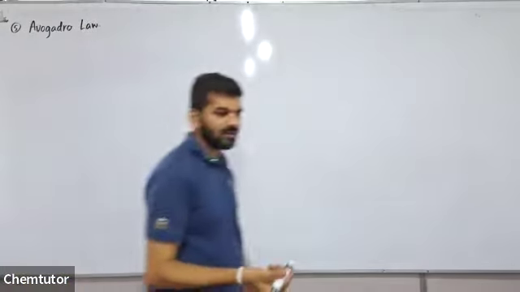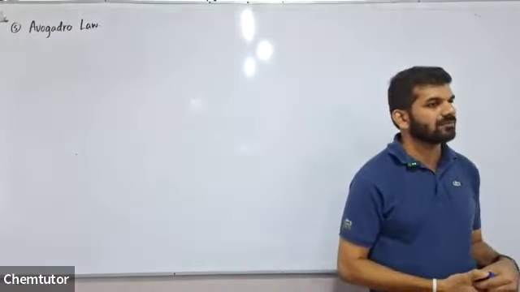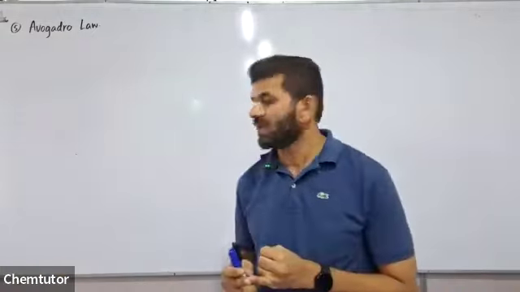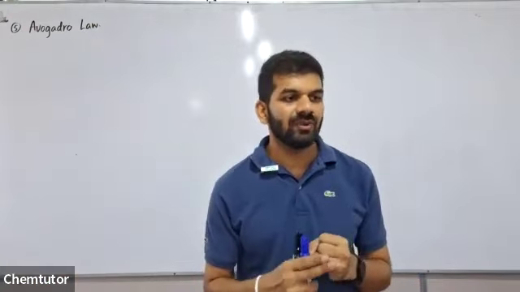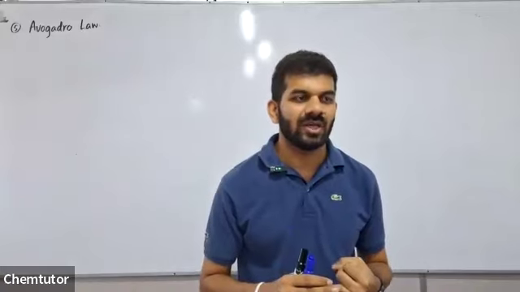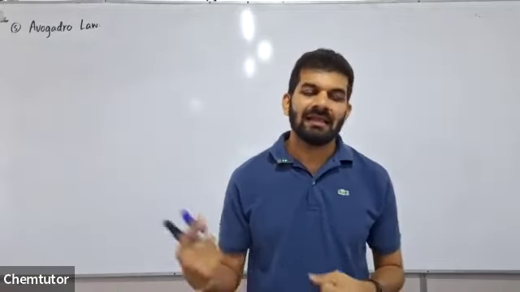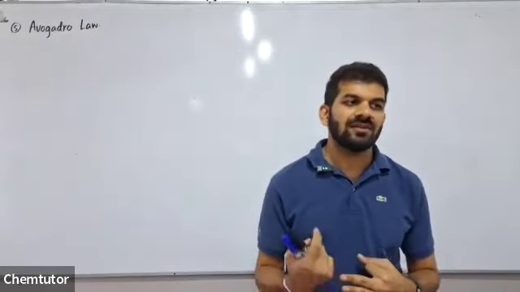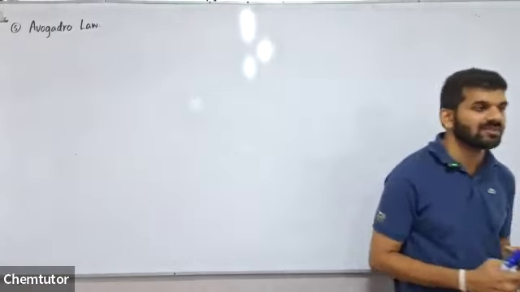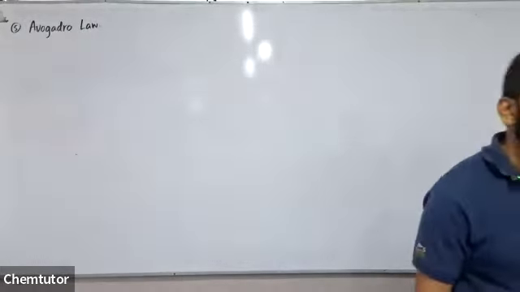Right now, here the Avogadro law means that it is the relationship between the volume and the number of moles. Now, Boyle law is the relationship between pressure and volume. Charles law is the relationship between volume and temperature. The combined gas law is the relationship between pressure, volume, and temperature. And Avogadro law is the relationship between volume and the number of moles of the substance. Okay. So let's write the definition of the Avogadro law.